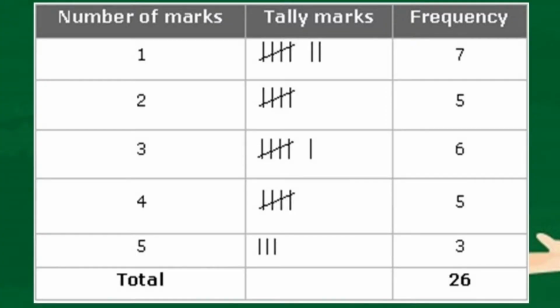Okay, look at this example. The number which tells us how many times a particular data appears is called the frequency. For example, 2 marks have been scored by 5 students, which means mark 2 occurs 5 times. Therefore, the frequency of score 2 is 5. Similarly, the frequency of mark 5 is 3 because 3 students scored 5 marks.